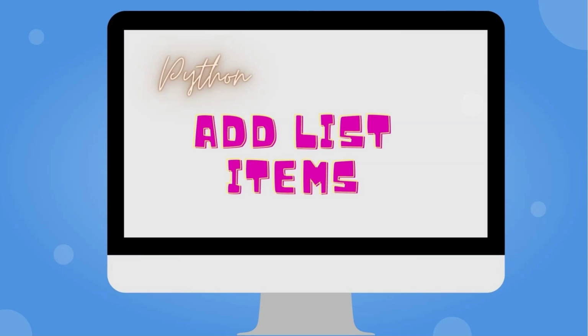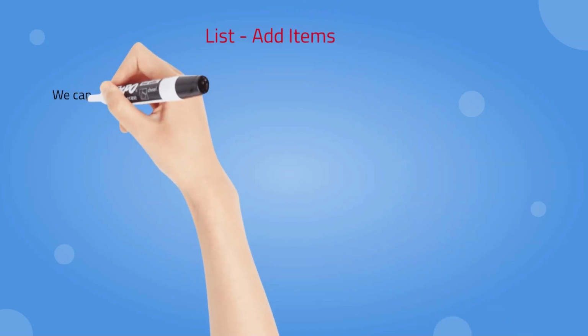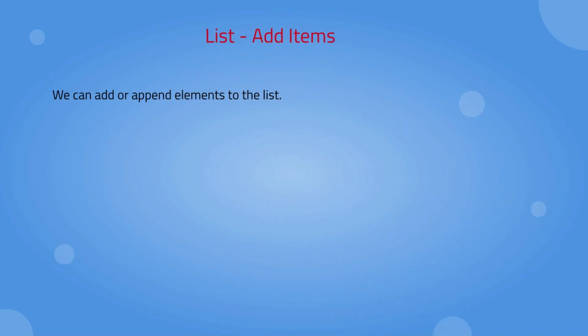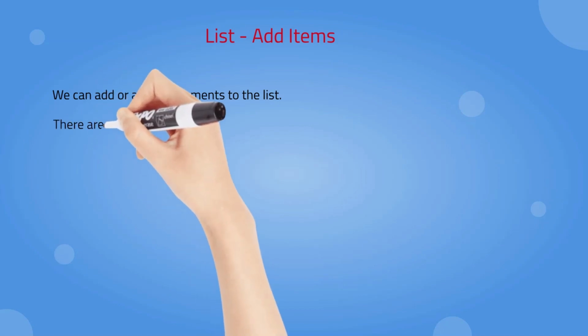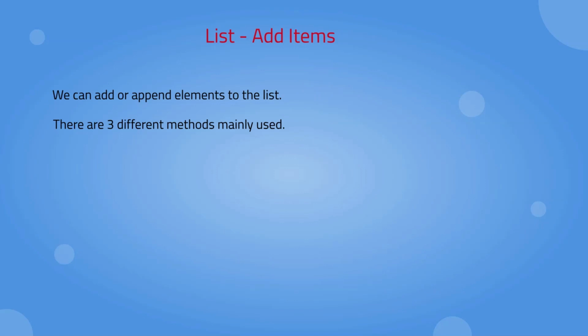In this video, we will discuss different ways of adding items to the list. We can both add or append elements to the list as lists are mutable. There are three different methods which are mainly used.